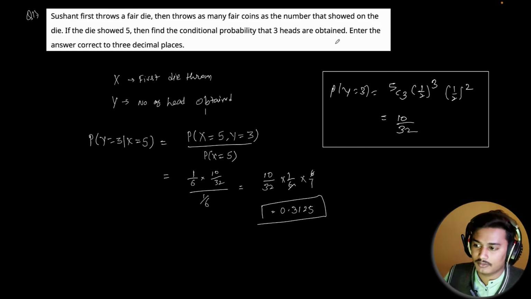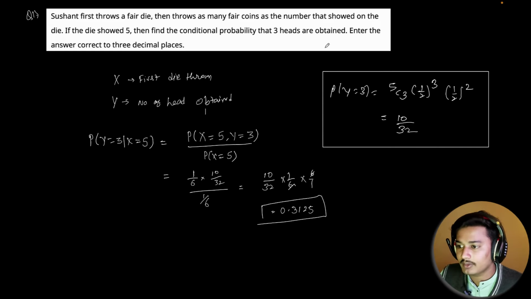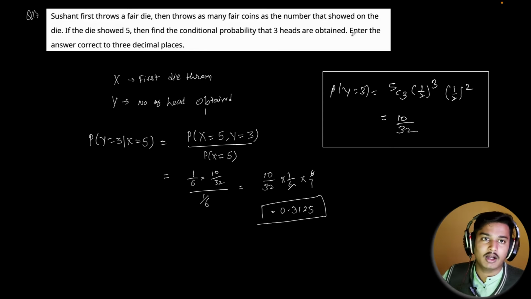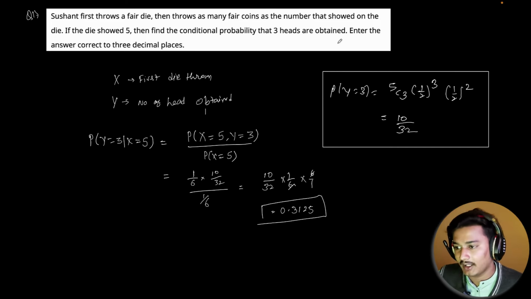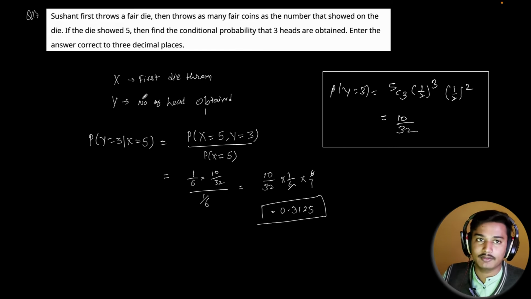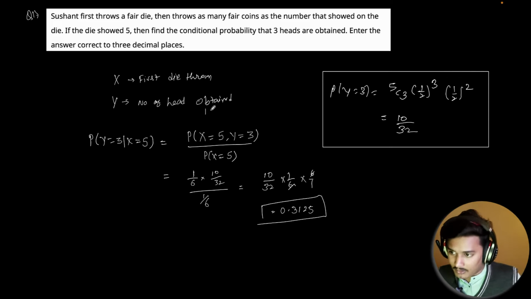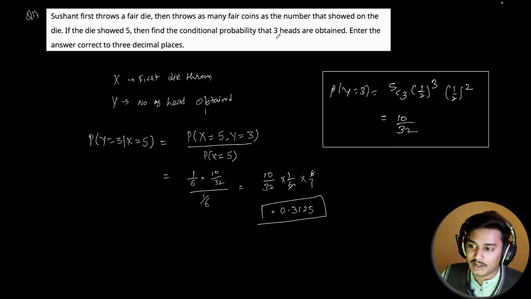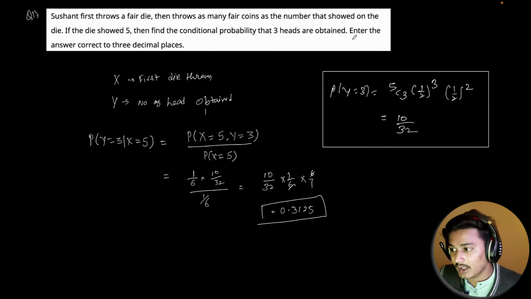So basically we have to find the conditional probability of getting 3 heads after he throws as many times as the die shows. If the die shows 5, he will be throwing 5 times, right? And on those 5 throws, what is the conditional probability of getting 3 heads? Enter the correct answer to 3 decimal places.